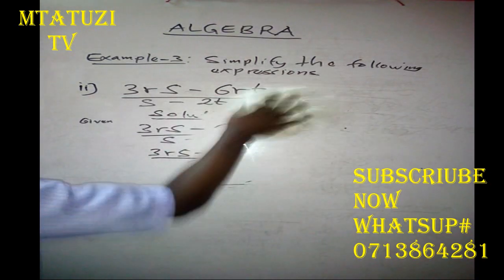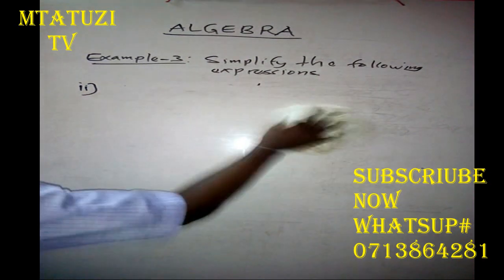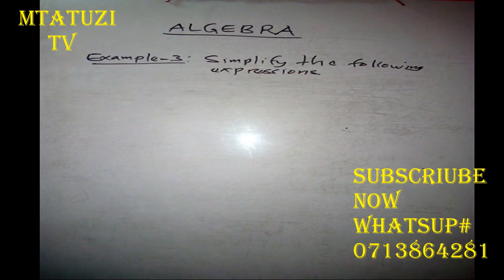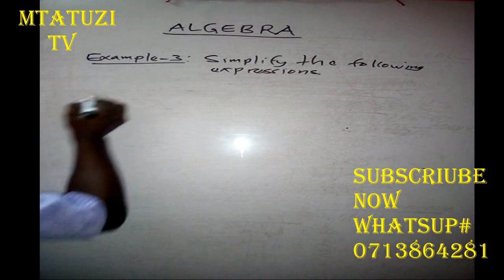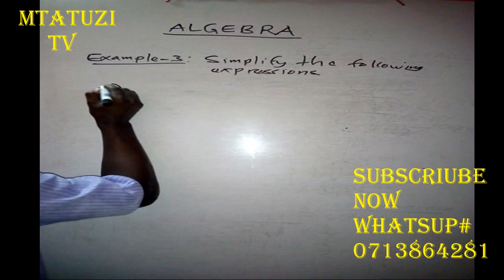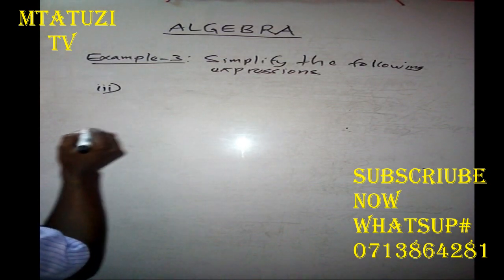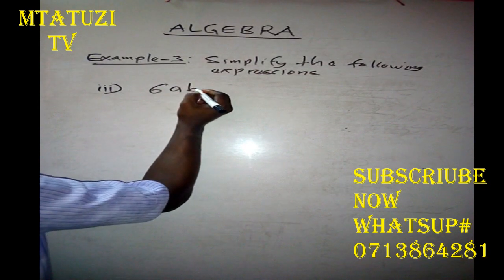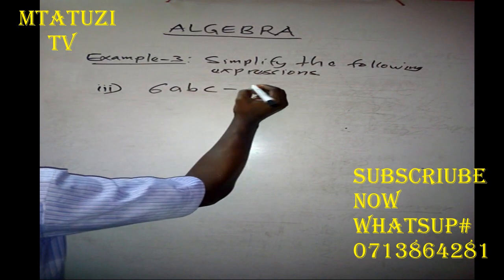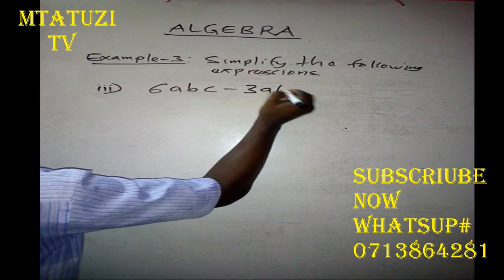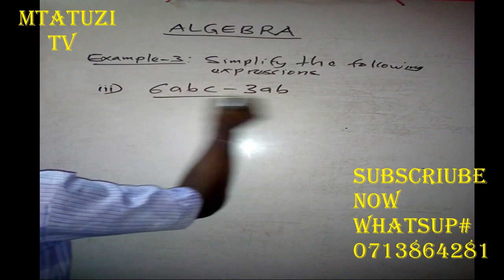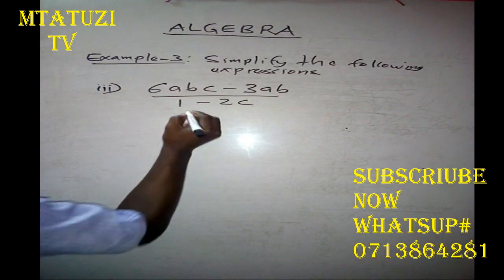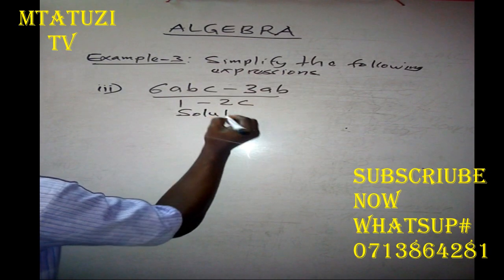Coming to the next expression, you are given 6ABC minus 3AB over 1 minus 2C. How to simplify an expression like this one? It's very simple. Solution.